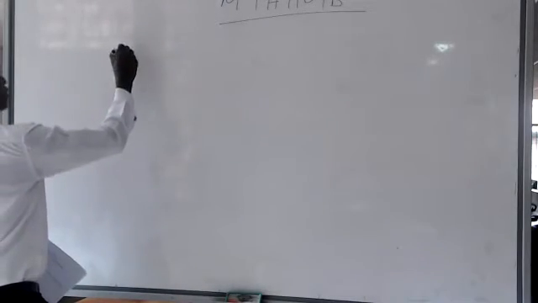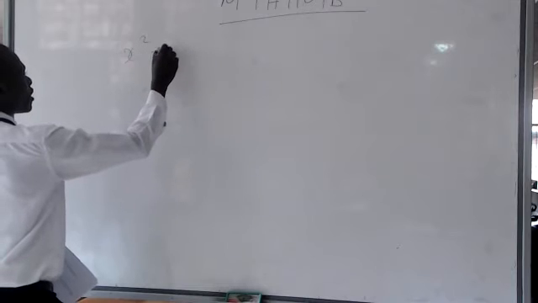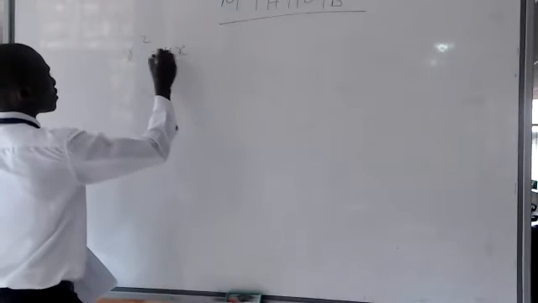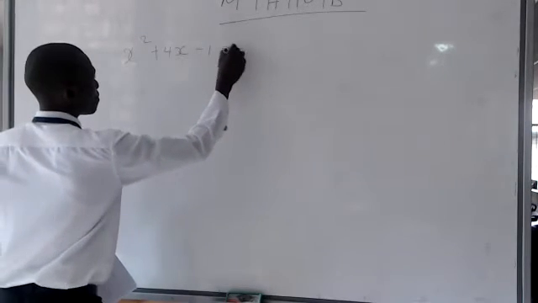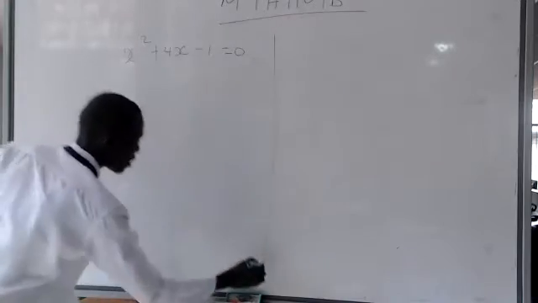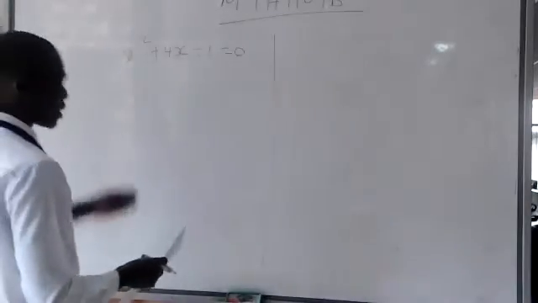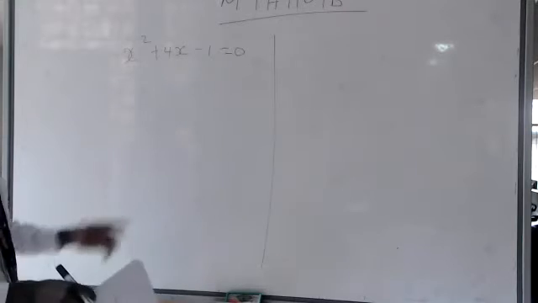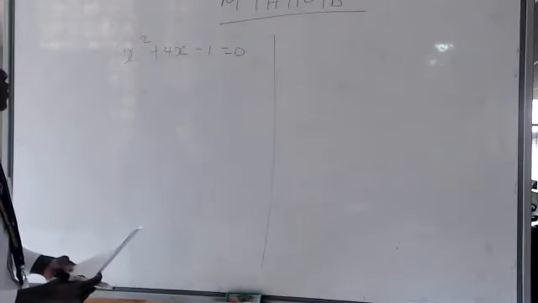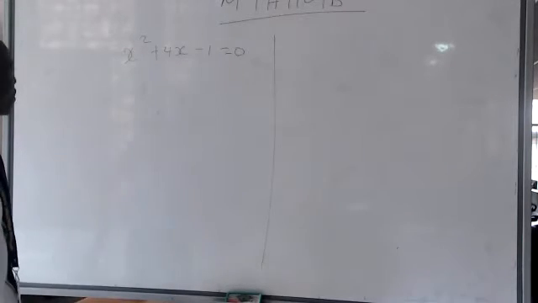I'll start with a question from Lisa. Minus x squared plus 4x minus 1 is 0. In the assignments, you are supposed to use the discriminant to check how many real solutions this kind of equation will have.